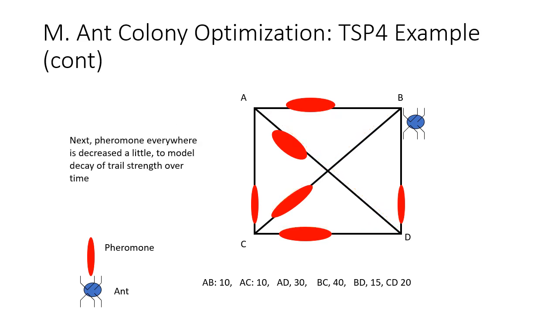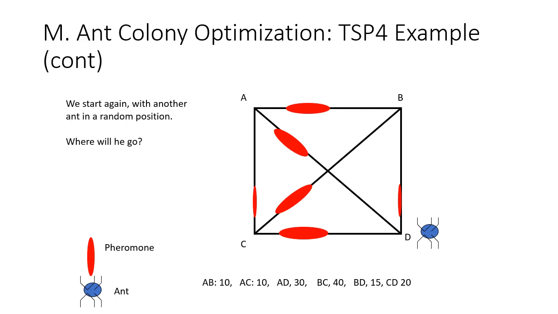Next, pheromones everywhere will decrease a little, and this is to model decay of trail strength. You will see that all pheromones, including on the paths that Anthony took, have had their strengths decreased. But since they have been reinforced just now, we still see a significant amount of pheromone remaining. However, on the paths that Anthony didn't take, the pheromones seem to be almost disappearing.